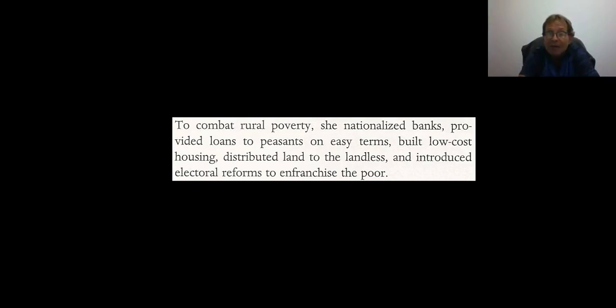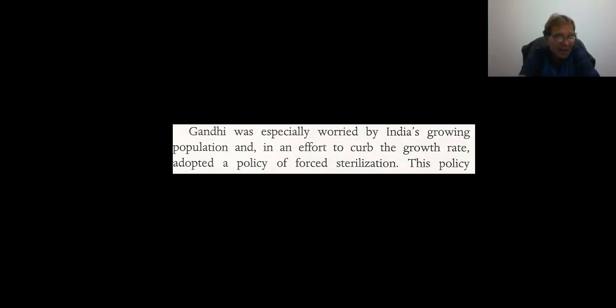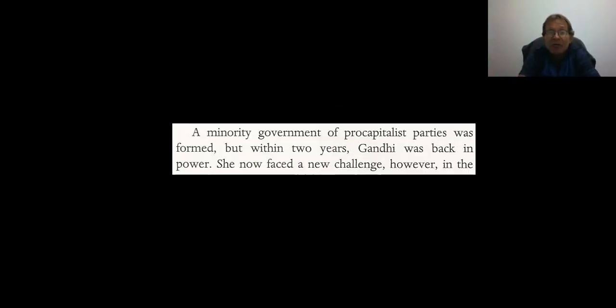To combat rural poverty, she nationalized banks, provided loans to peasants on easy terms, built low-cost housing, distributed land to the landless, and introduced electoral reforms to enfranchise the poor. Gandhi was especially worried by India's growing population, and in an effort to curb the growth rate, she adopted a policy of forced sterilization. This policy was unpopular, and along with growing official corruption and Gandhi's authoritarian tactics, it led to her defeat in the general election in 1975, the first time that the Congress Party had failed to win a majority at the national level.